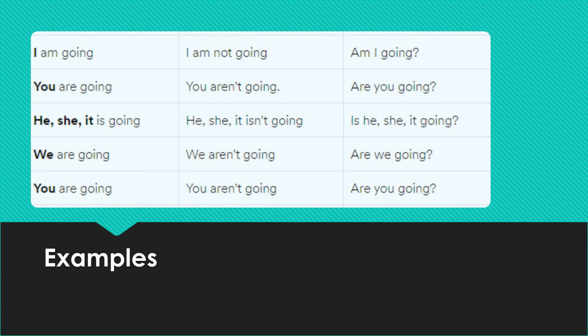Another example, it could be I am eating pizza. The question, it could be, for example, imagine that you are eating pizza now, and I want to know what you are eating. I'm going to ask you, what are you eating, right?